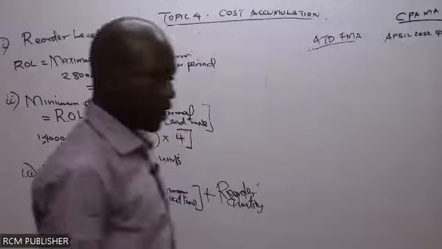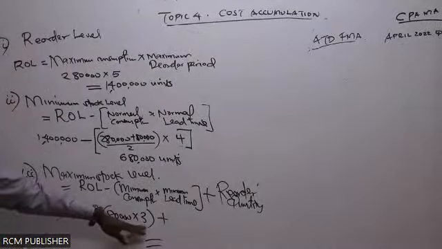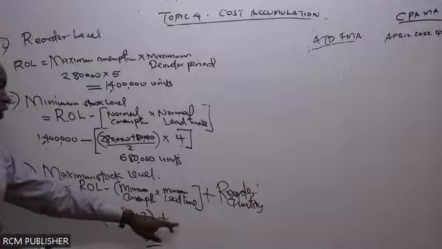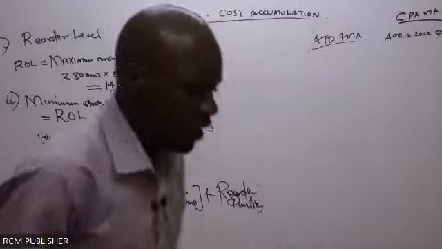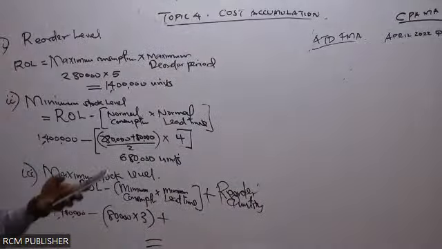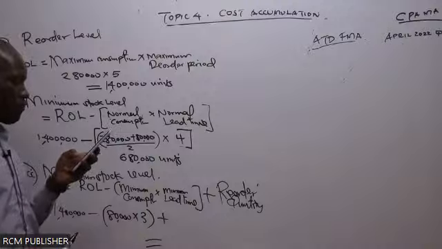Okay, so what are we getting? 80 by 30, that is 240. Then we add something here, reorder quantity. So are we able to identify reorder quantity?